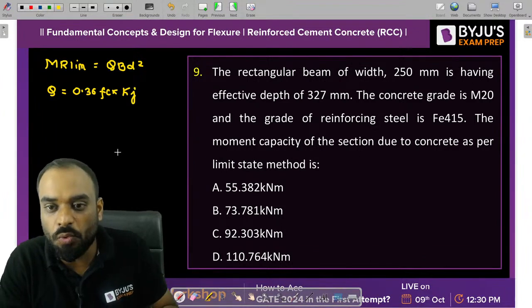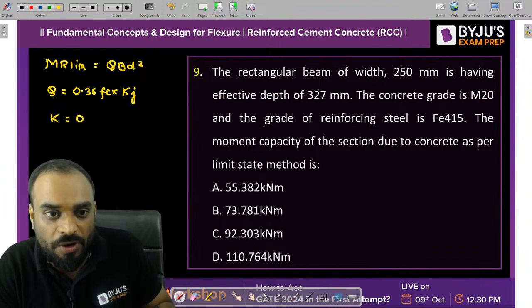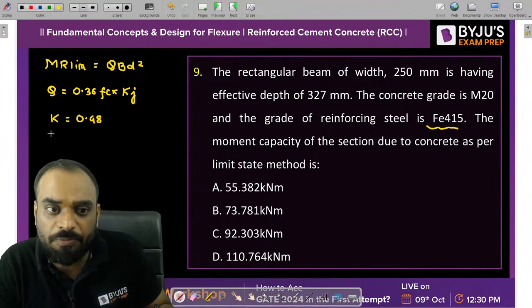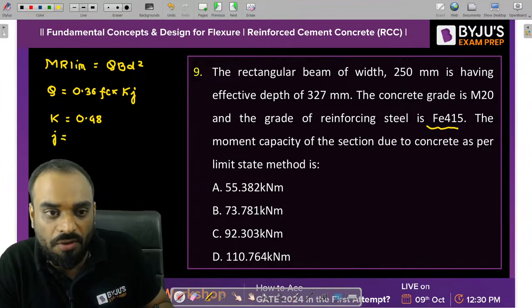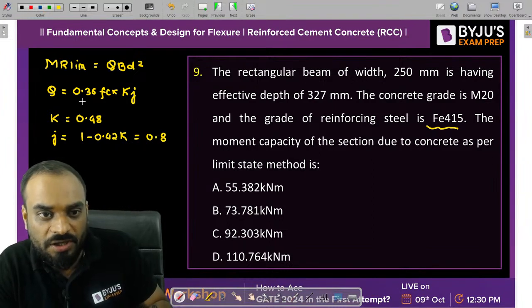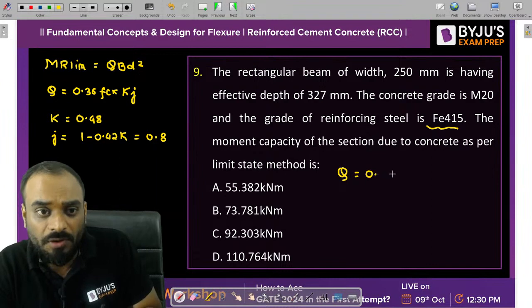Now the question is, what is the value of K, sir? K is basically 0.48 when we are having FE 415 grade. Okay. If K is 0.48, then what is the value of J? It is 1 minus 0.42 K. If you put this particular value of K, you will get 0.8. Okay. Now let's put the values so that we can calculate the Q value easily.